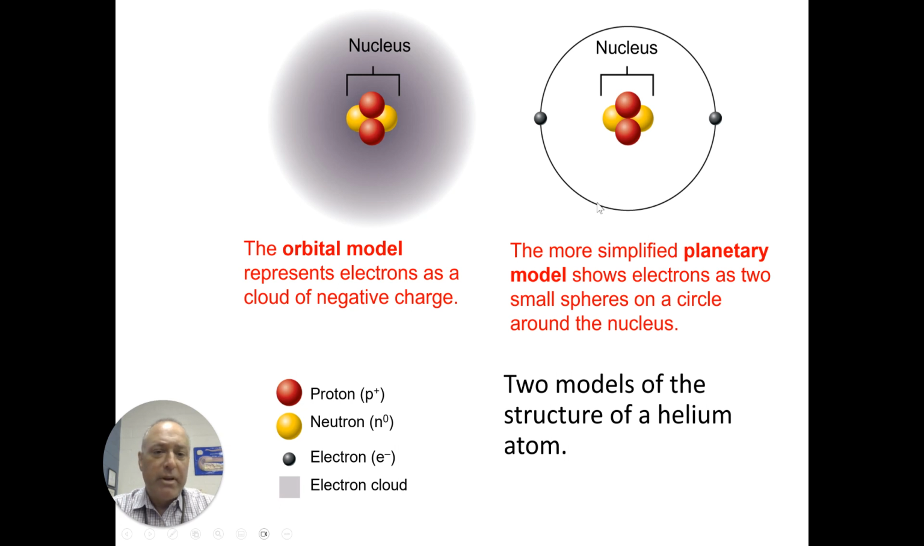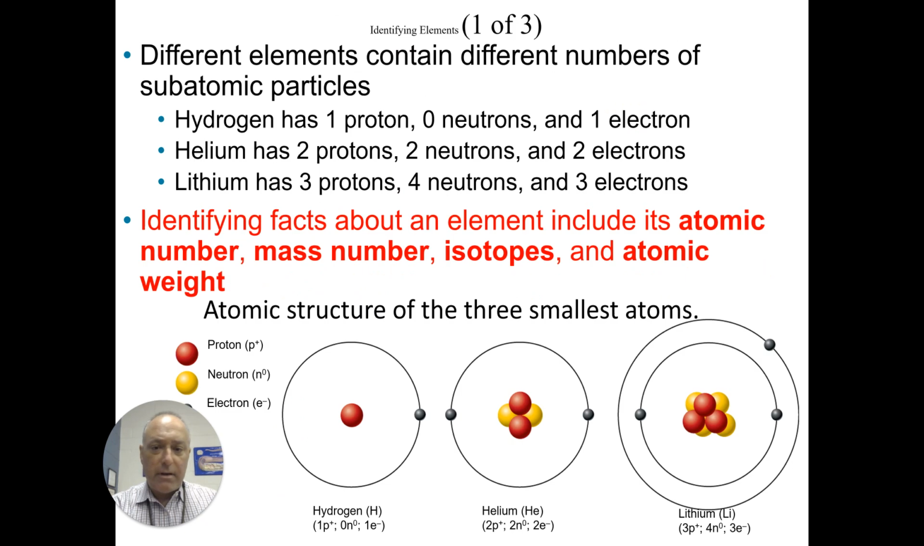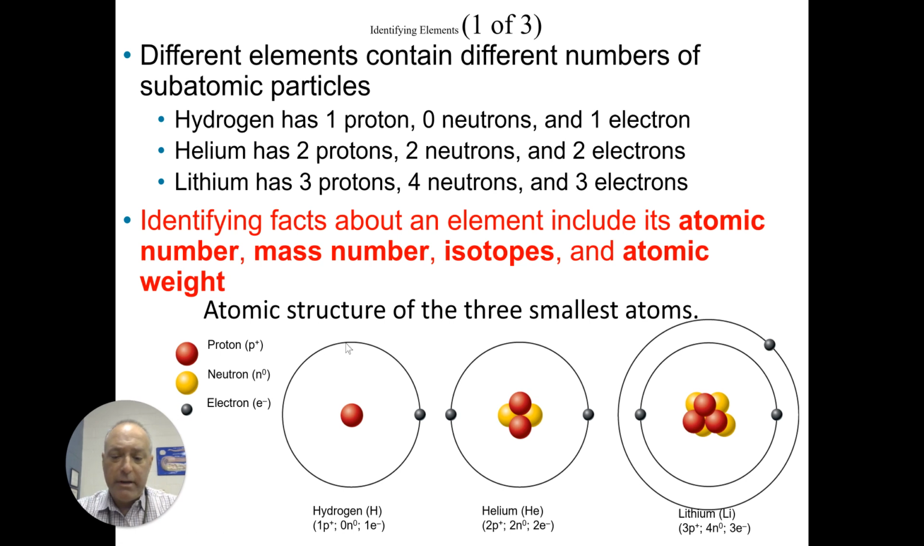The planetary model is much more simple. It shows the electrons in a shell, a specific orbit, which is definitely not the case. So this is for helium. Helium has atomic mass of four, atomic number of two. Hydrogen has one proton, zero neutrons, and one electron. Helium has two protons, two neutrons, and two electrons. Lithium has three, four, and three. So the identifying facts about an element include its atomic mass, the mass number, isotopes, and atomic weight. It's important to know the electrons are orbiting, and they're in electron clouds. The neutrons and protons are at the nucleus of this atom.